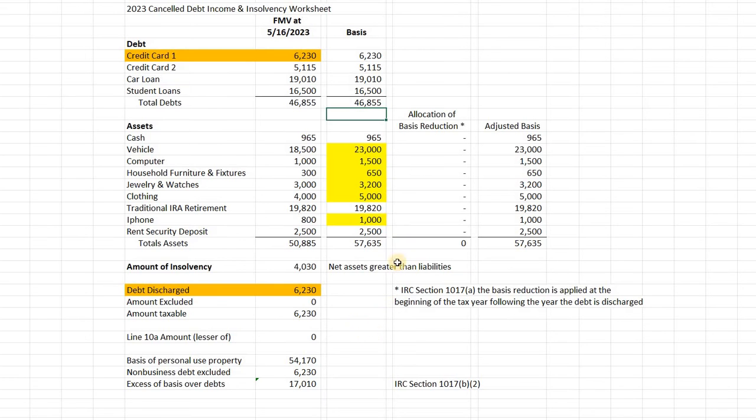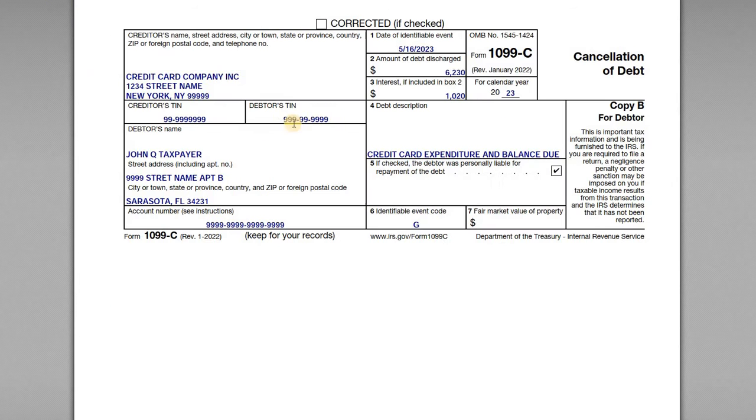If we have a look at the insolvency worksheet, actually, first let's start with the 1099-C. It's for the 2023 year. The total debt that was canceled here is the $6,230. Within that line two amount, we have interest that's been accrued and unpaid of $1,020. So $6,230 is the total COD income that is going to be included in his gross income for the year.